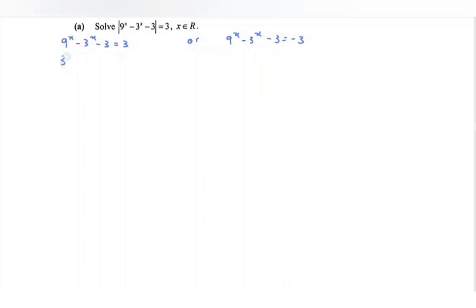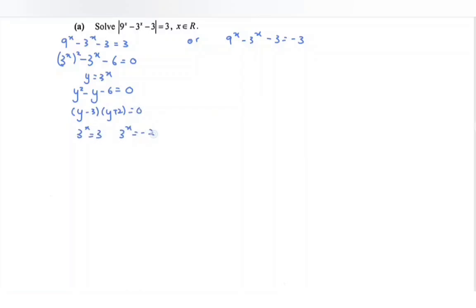So we have 3 to the power of x bracket square minus 3 to the power of x and then minus 6, which is equals to 0. So y is equals to 3 to the power of x. If we substitute, we will have y squared minus y minus 6 equals to 0. So if we factorize, we have y minus 3, y plus 2 equals to 0. So 3 to the power of x equals to 3, 3 to the power of x equals to negative 2. And notice that this one cannot be done because ln of negative 2 does not exist. So for this case, x is equals to 1.